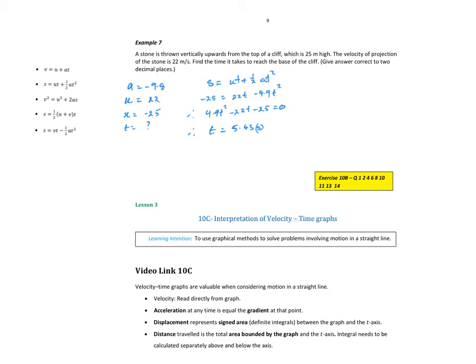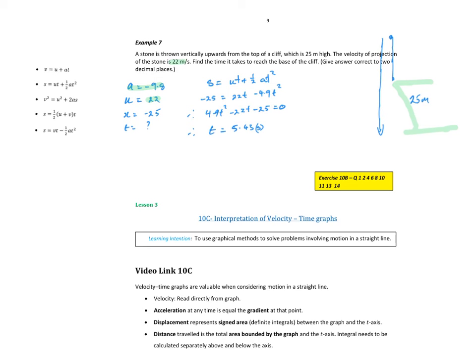So in this instance, we've got a particle that's thrown vertically upwards from the top of a cliff. I suppose I could draw a cliff here. And we've got our little particle being thrown vertically upwards, and then it's going to fall down. What's that, 25 meters? 25 meters. So in this instance, I was happy to take acceleration as acting downwards, so acceleration of negative 9.8. My initial velocity, 22 meters per second.